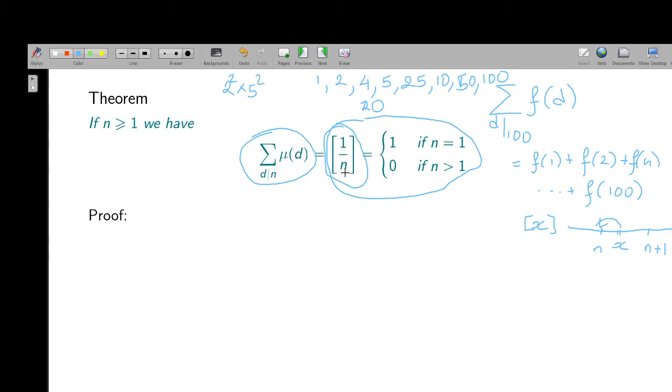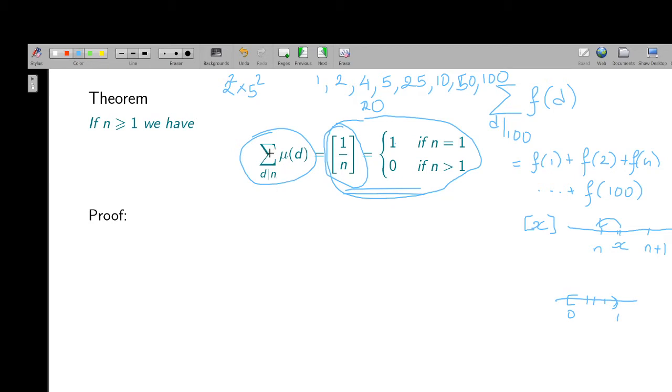If n is 1, then you're going to get 1 upon 1, which is 1, and the greatest integer of 1 is 1 itself. If n is greater than 1, then you're going to get a number less than 1. So 1 by n is going to lie between 0 and 1, right? It's not even going to be 1. So any number that lies here, its greatest integer is going to be 0. So this part of the equality is clear. Okay, so this is what we want to prove.